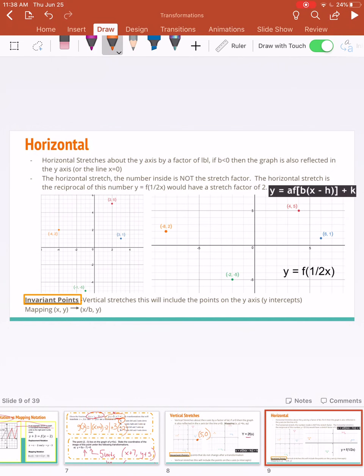Okay, so a horizontal stretch is a stretch from the y-axis. With a horizontal stretch, this time you're stretching from the y-axis. So all your x variables are going to change. They're going to be multiplied by whatever that horizontal stretch is.